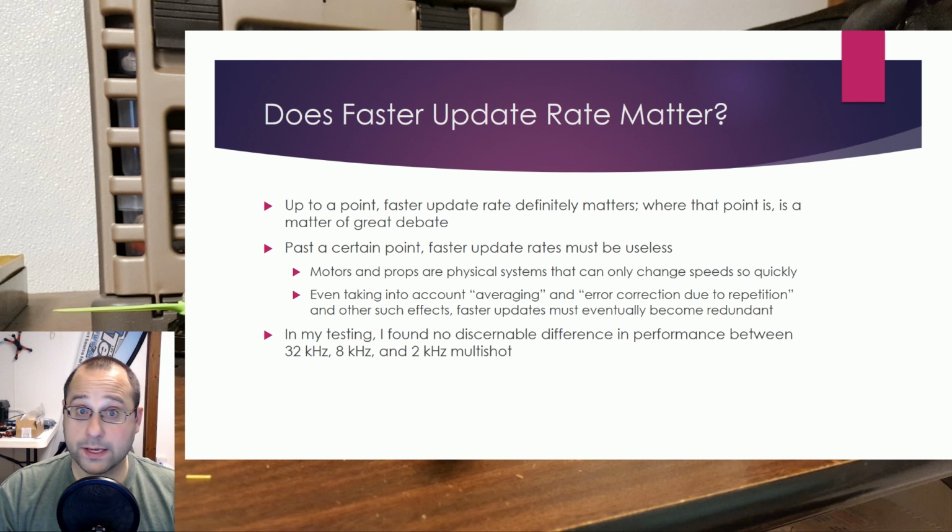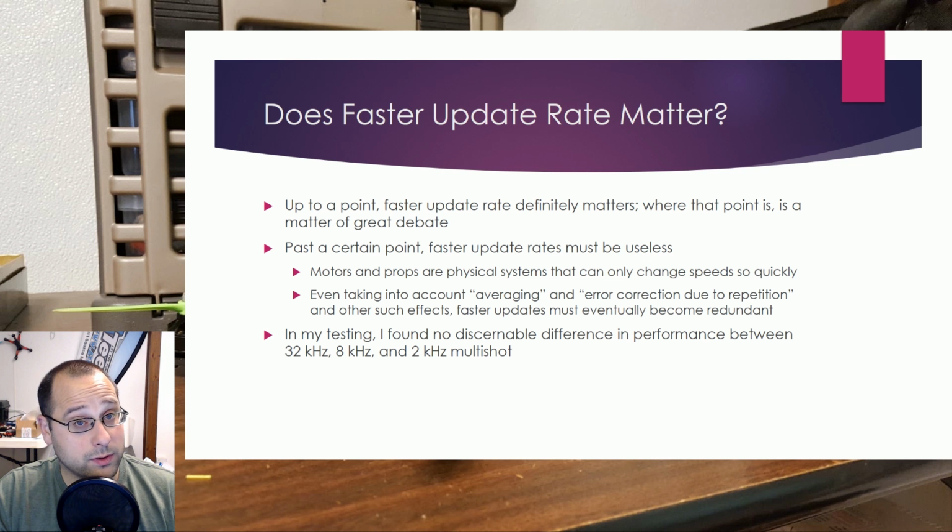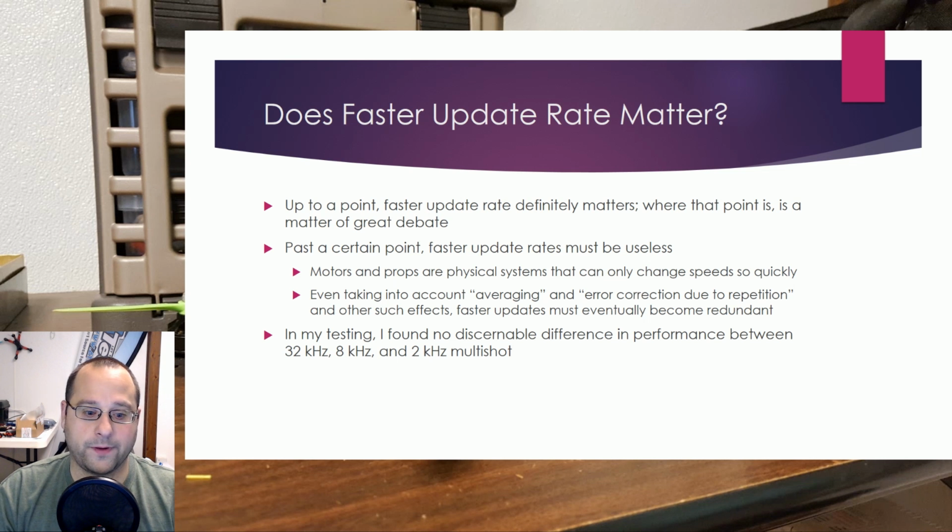Past a certain point, faster update rates must be useless because the motors and props are physical objects and they can only change speeds so quickly. But be very, very careful about taking that argument too far. Like I said, when OneShot came out, people said the props and motors can't update 500 times a second. Why would you bother updating them 2,000 times a second? It's wasted. And it clearly turned out that that wasn't true. Some assumption there isn't true. I'm going to tell you what it is before the end of the video. But you're right. The motors and props can't update 500 times a second.